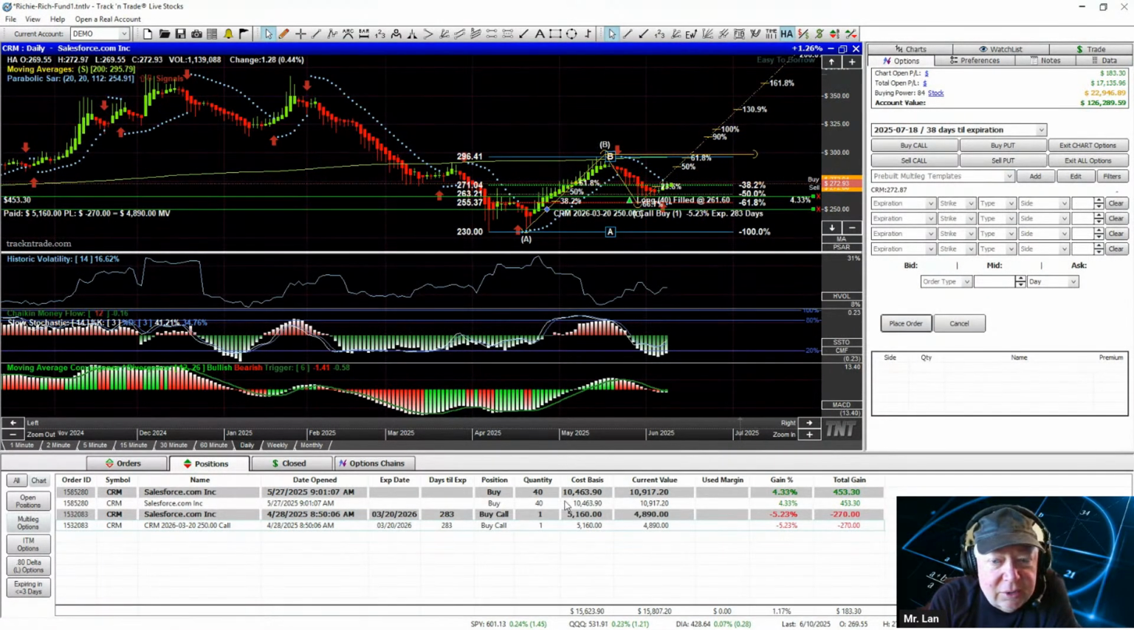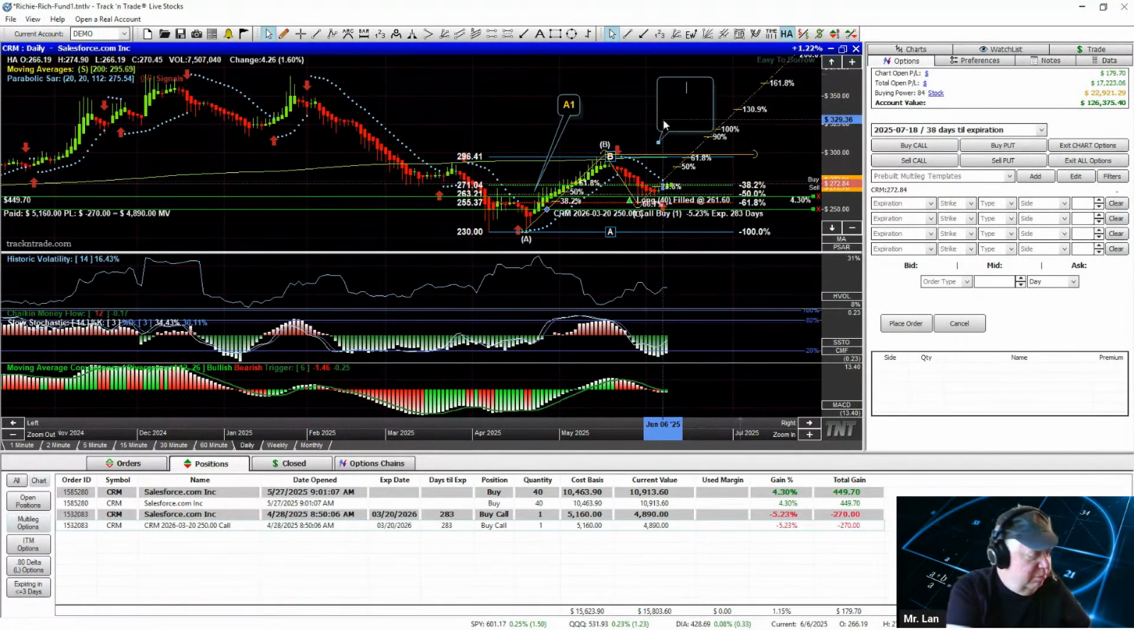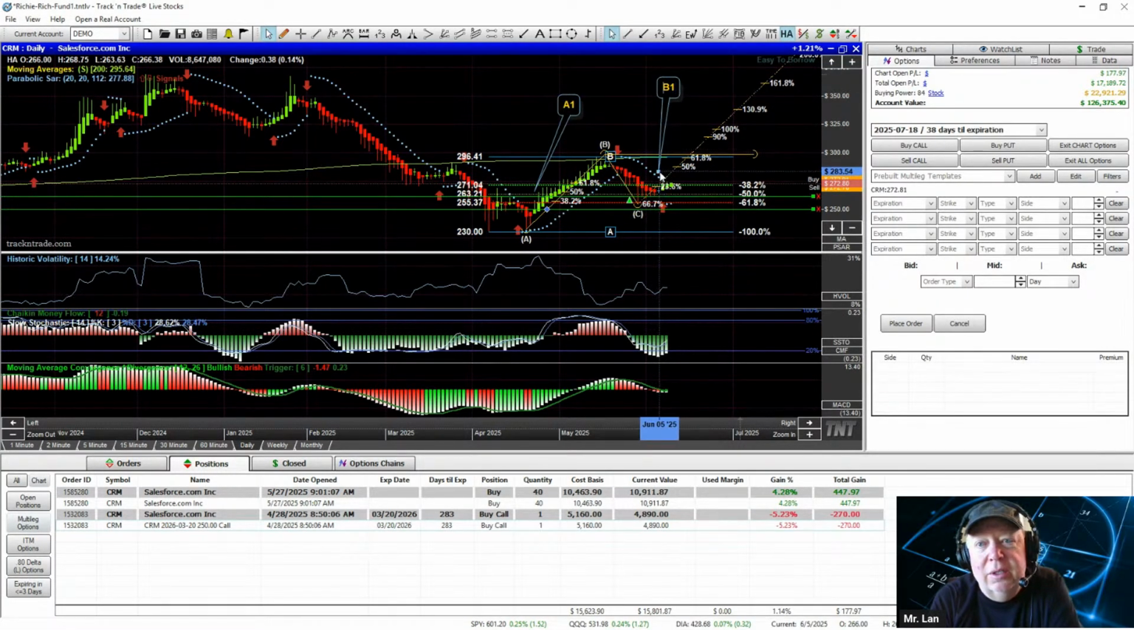All right. Salesforce, that's our long position. Buy a call. So our call with 283 days left is down 200. That's this call right here where we got in on the A1. That was a mistake. Oh, that's all right. We'll use it. Oh, Lan can't push the buttons today. So there's A1. So that means this here is B1, right? B1. There you go. So there's your B1.